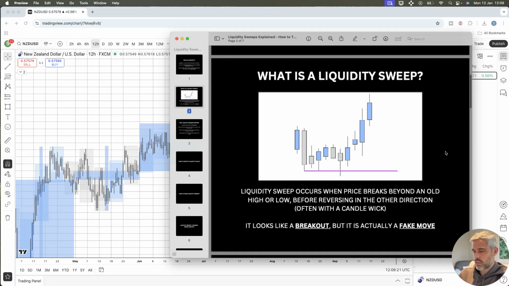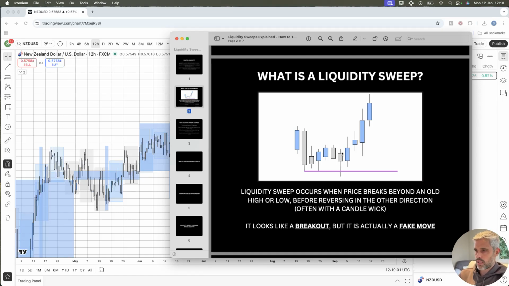So what is a liquidity sweep from a visual perspective? You can see liquidity sweeps occur when price breaks beyond an old high or low before reversing in the other direction. And I've just added, often with a candle wick, because that's what you tend to see. You do see candle closures to really entice those breakout traders into the market looking for continuations. But often what price will do is it will just wick below an area of an old high or an old low before then you see that structure shift to the opposing end of the range that you're trading.